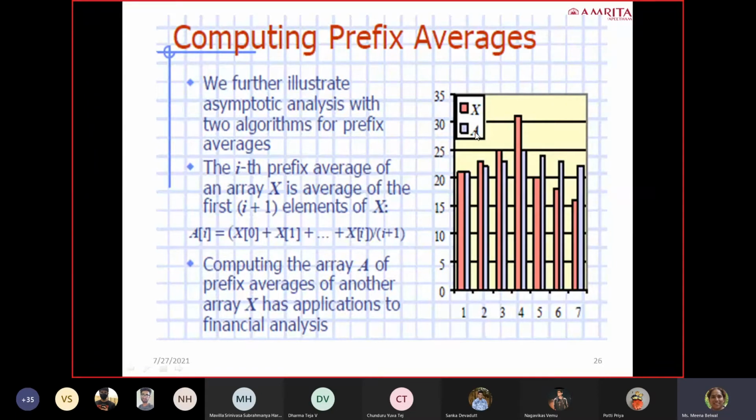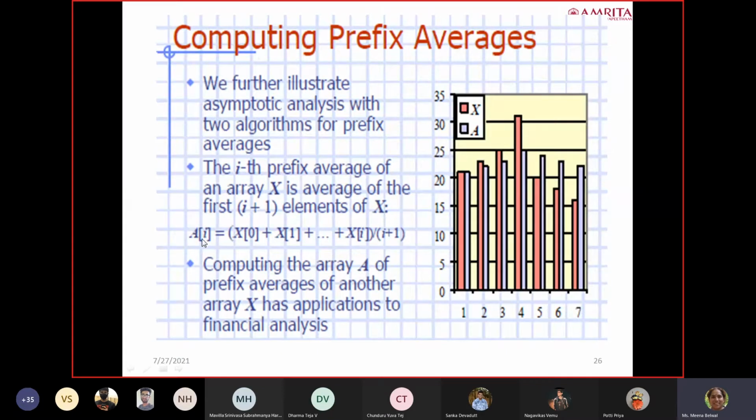Okay, for example, if you are having a1, a1 is going to have the average of the first two elements, a0 and a1. So the ith prefix average of an array x is the average of the first i plus 1 elements of x. So if i is equal to 1, that means the first i plus 1, the first two elements of x, you are going to find the average, right?